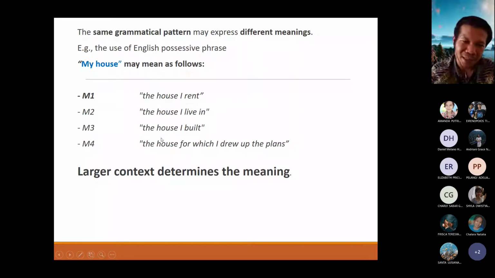And my house also can mean the house for which I drew up the plans, the place where I work, the place that I manage. So the word my or the phrase my house has different translations, guys. So that's why we are studying language while we are studying about translation, because larger context determines the meaning. So this means larger context.